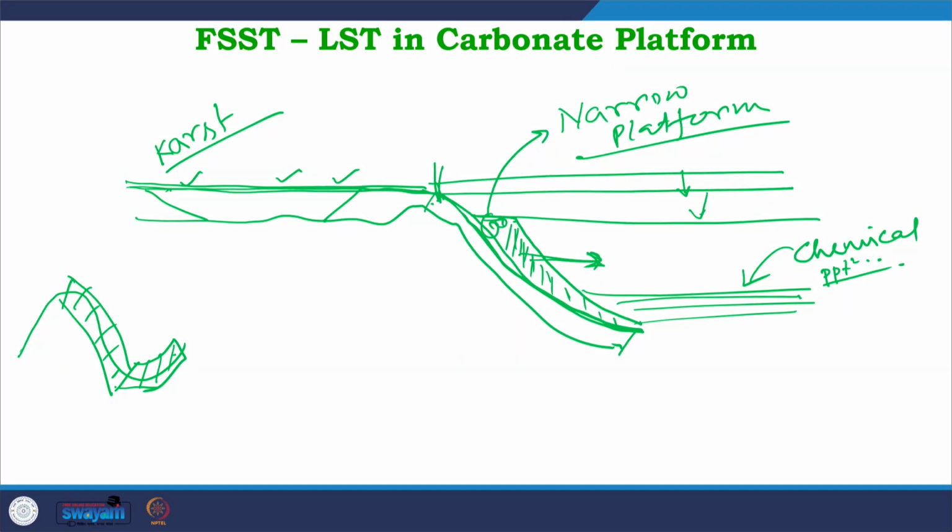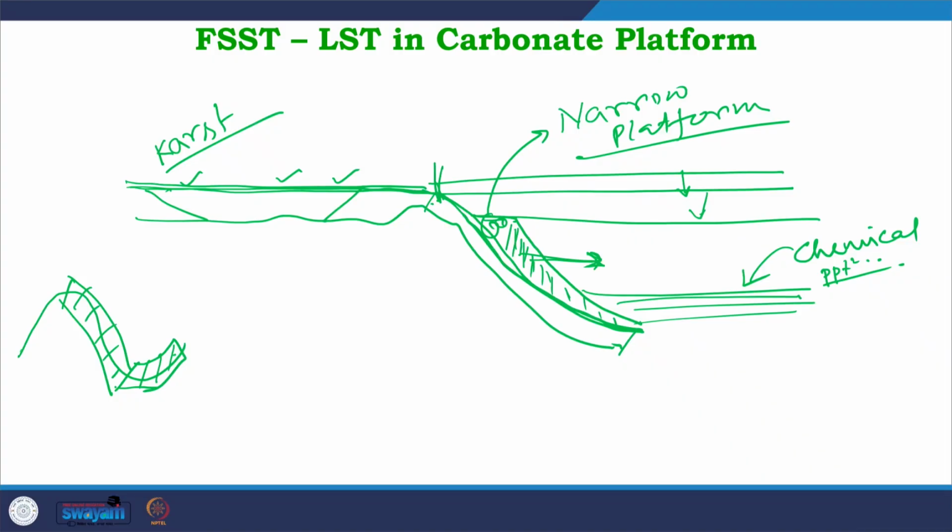So, the fundamental implication of the base level fall in the context of the carbonate shelf is that the carbonate factory gets shut down following the subaerial exposure. So, that is the major event, the most significant event that occurs during this forced regression, as well as it continues during the lowstand phase.